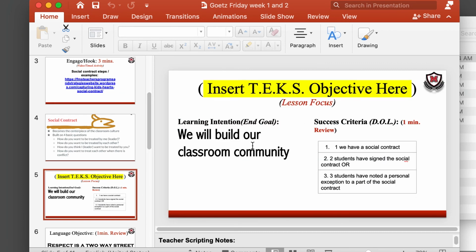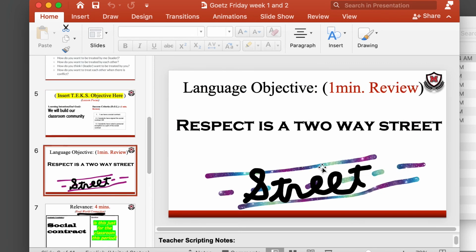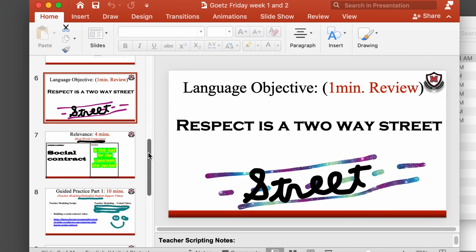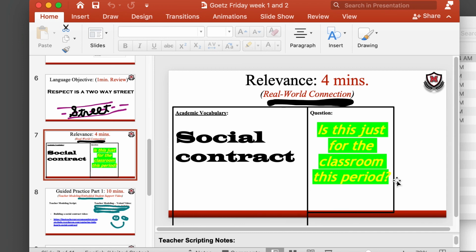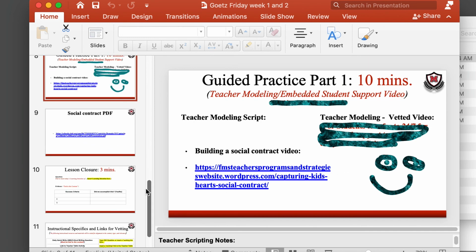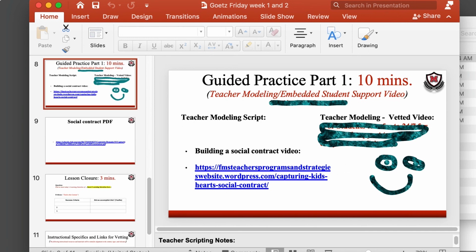We're going to build our classroom community. Respect is a two-way street. Respect is huge, as respect is earned. So I must earn the respect of my students. It's not guaranteed. Mister, is this just for this classroom, this period? Yes, this is just for this classroom, this period. Building a social contract video, very nice. And that's what we'll have at the end.